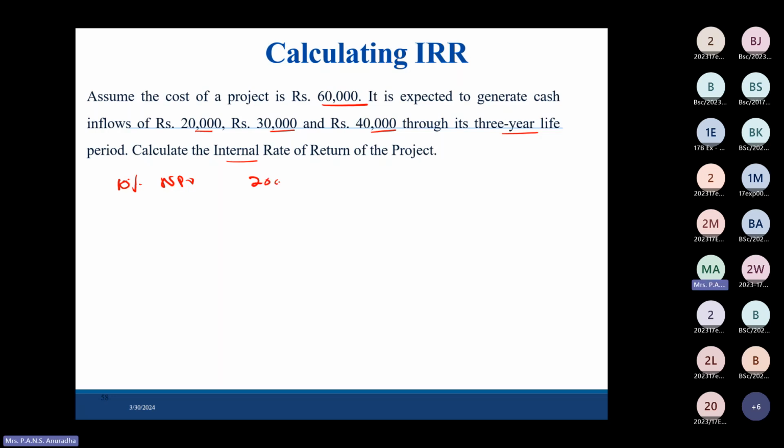20,000 discounted by 10% for year 1, plus 30,000 discounted for 2 years, plus 40,000 discounted for 3 years. So these are the present value of cash inflows minus the cost of the project. The present value of the cash outflow is 60,000. So tell me, what is the NPV at 10%?